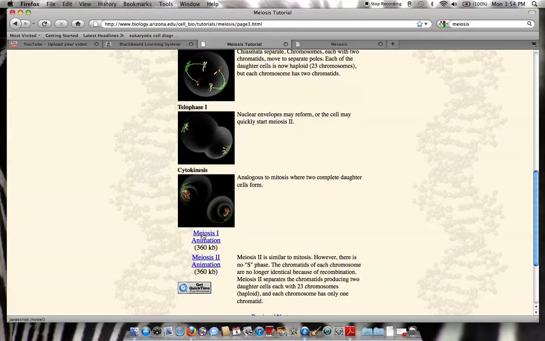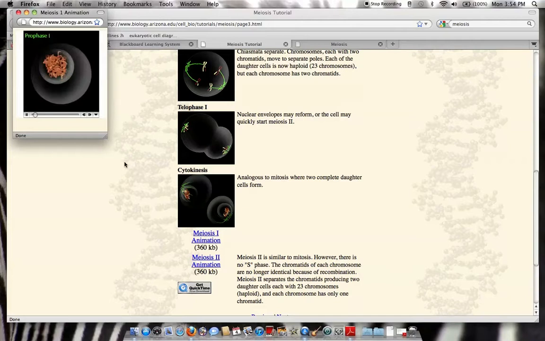Now, we also have a Meiosis 1 animation. It's going to show you quickly what's happening here. Prophase, metaphase, anaphase, and telophase. Then we go immediately into Meiosis 2. Prophase, metaphase, anaphase, and telophase. Okay, so then you end up there with your 4 gametes, eggs or sperm.